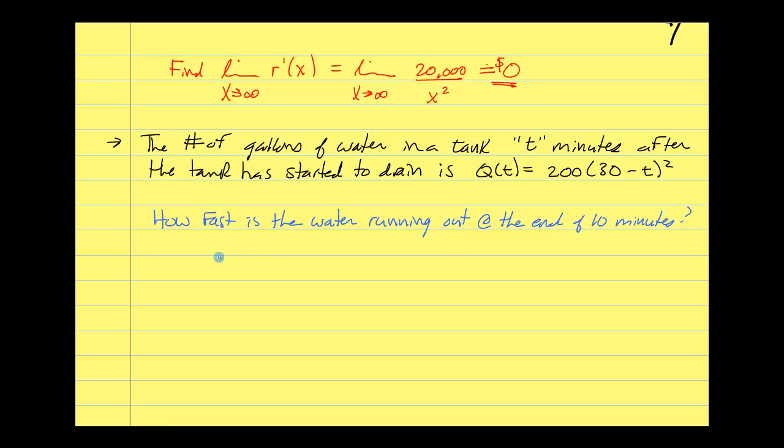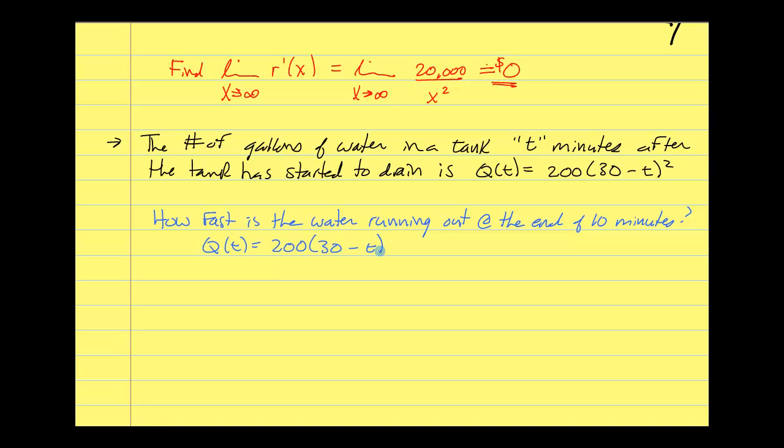Okay, so if we want to know how fast the water is running out at the end of 10 minutes, I need to take a derivative. I kind of want that instantaneous rate of change of the tank draining. So Q of t is my original function, and I want to take its derivative.